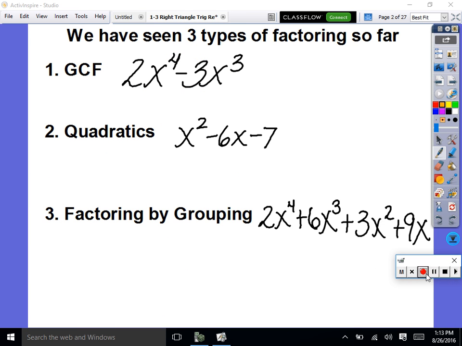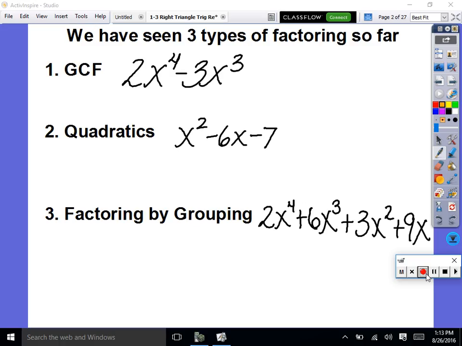Last few days. Now here's the thing. You've got to be able to determine the different types of factoring that you'll use, because you're not always going to use the quadratic way. You're not always going to use the greatest common factor way. So I want to make sure we're keeping them separate in our minds. Everybody look up here. These are the three types of factoring we've now seen.